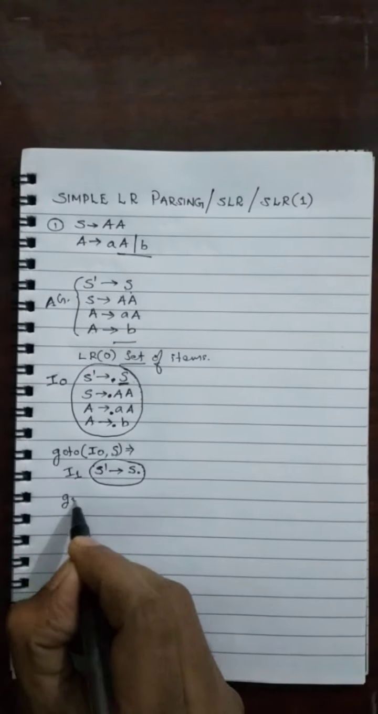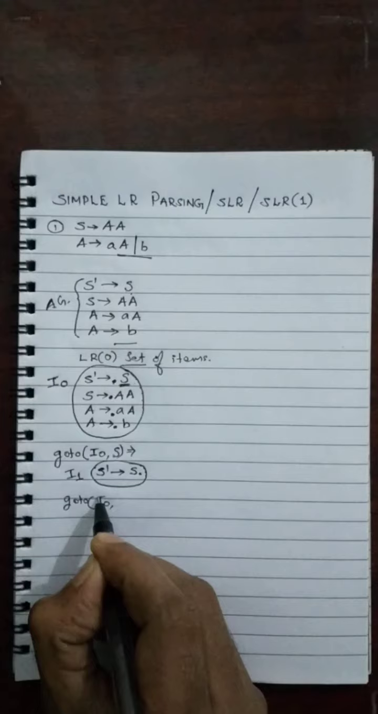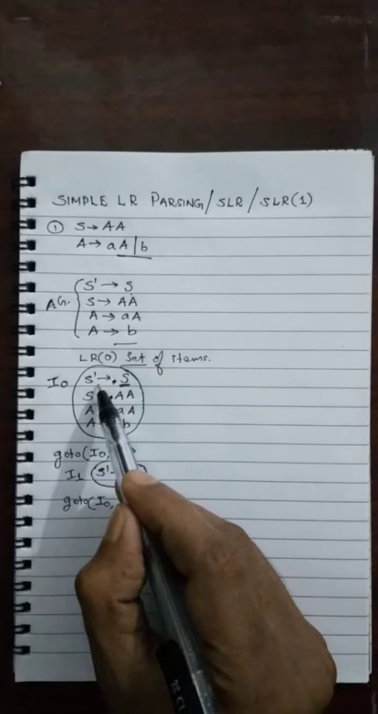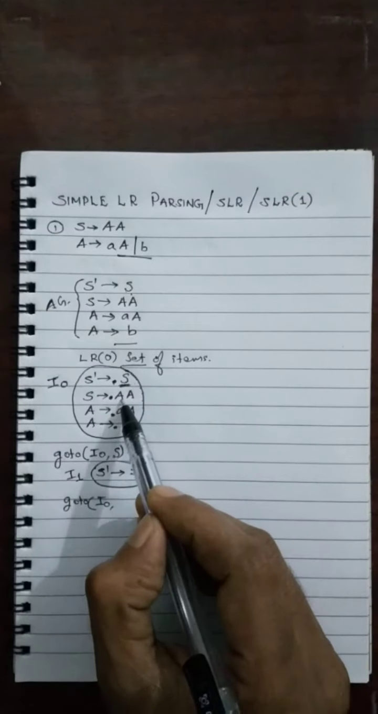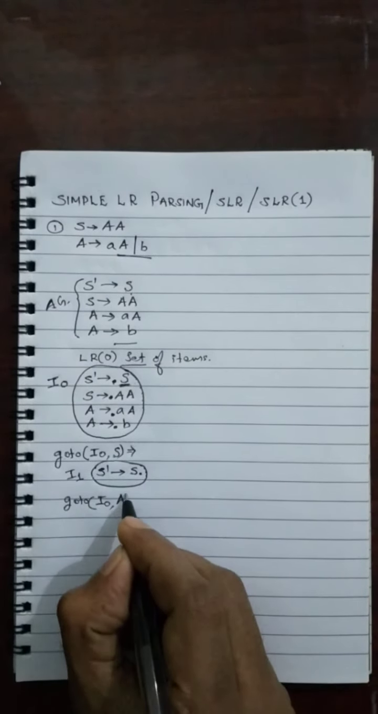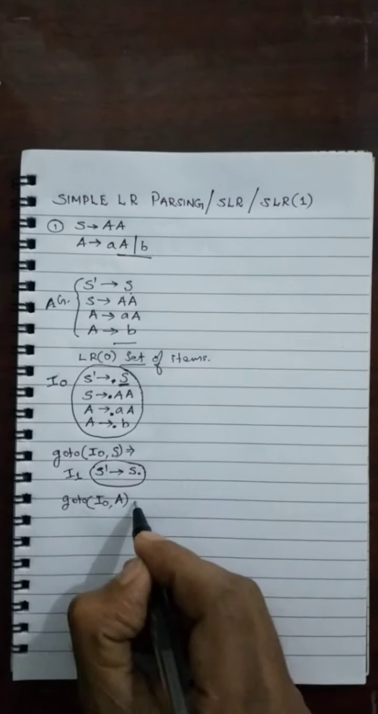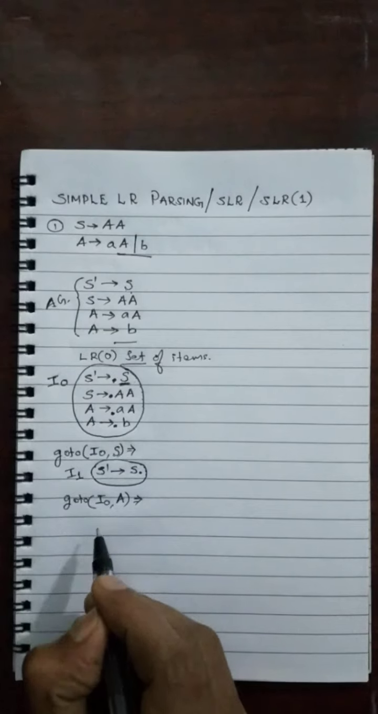Next, go to I0. Take the next production. The second production from I0 is S producing dot capital A capital A. So we will be encountering capital A. What are the different set of items which we can create from this?